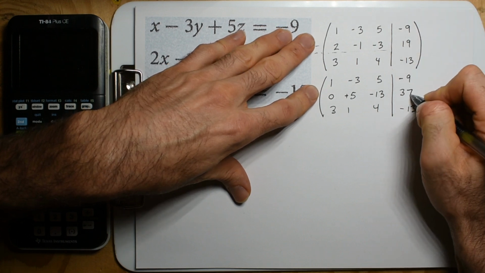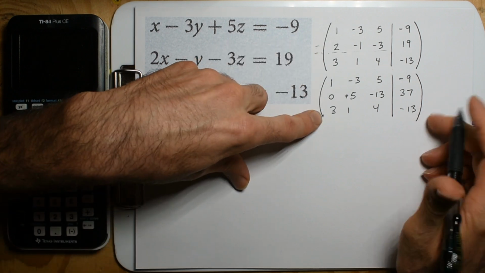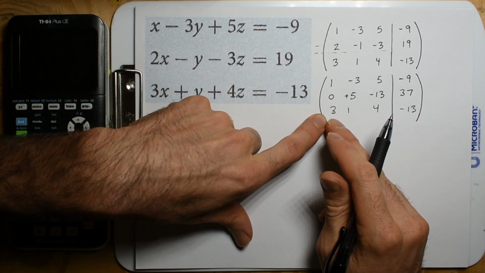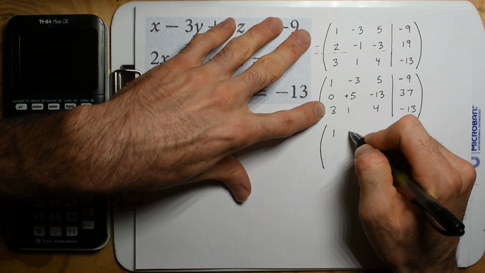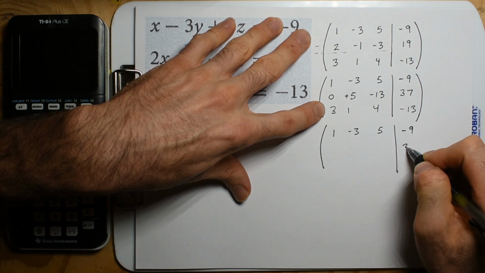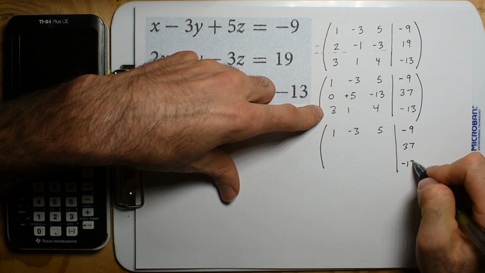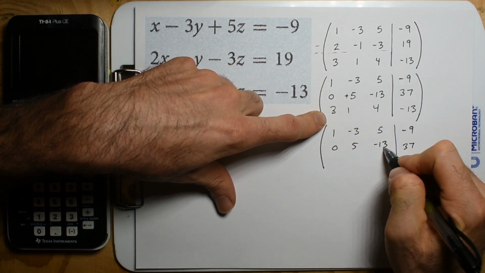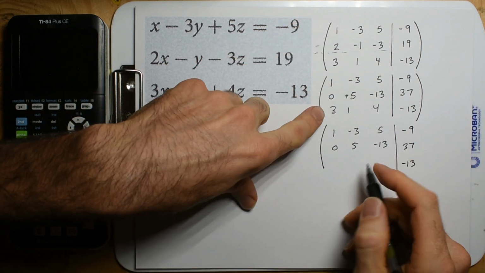So positive 37. Cool. So we did the first little chunk, and now we're going to do the second chunk. They take their time, but we're going to go 1 minus 3, 5, negative 9, 37. You can see that we could have done both those steps all at once. So we got 0, 5, negative 13. I don't care if we make mistakes, because it's good to make mistakes and then go check them later.